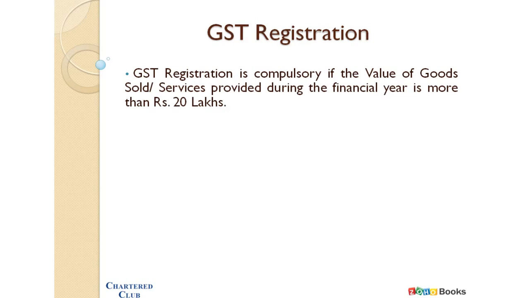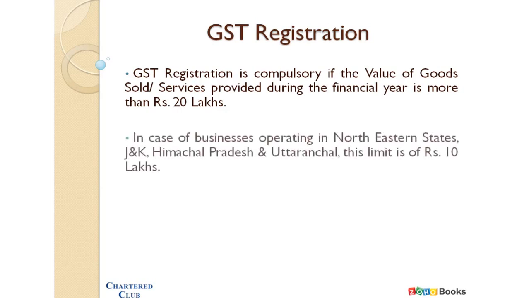If the value of services provided or the value of goods sold is less than 20 lakhs, in such cases they can claim the benefit of GST exemption. They are not liable to get registered for GST. In case they want to, they can go and get themselves registered voluntarily. This limit of 20 lakhs is reduced to 10 lakhs for businesses operating in the north eastern states, in Jammu and Kashmir, Himachal Pradesh and Uttaranchal.